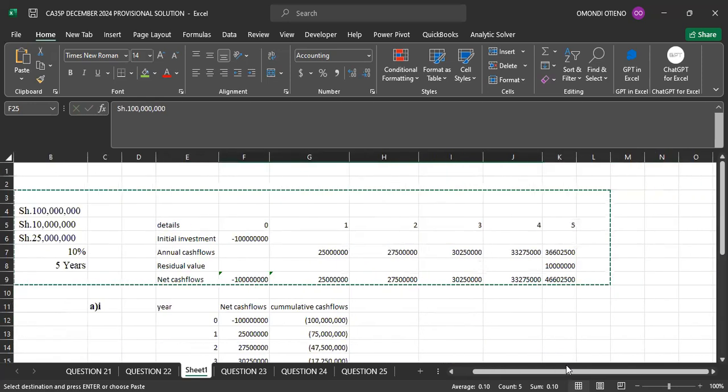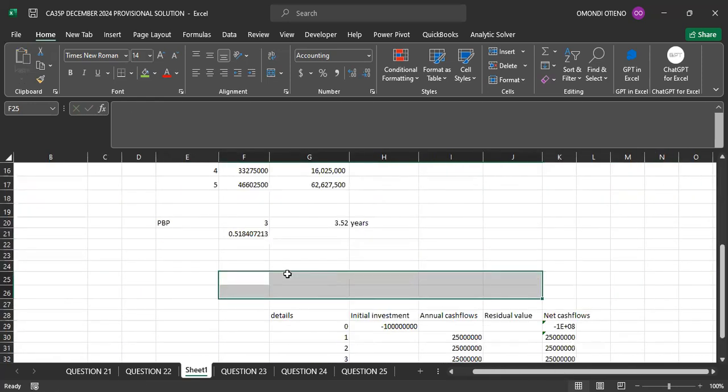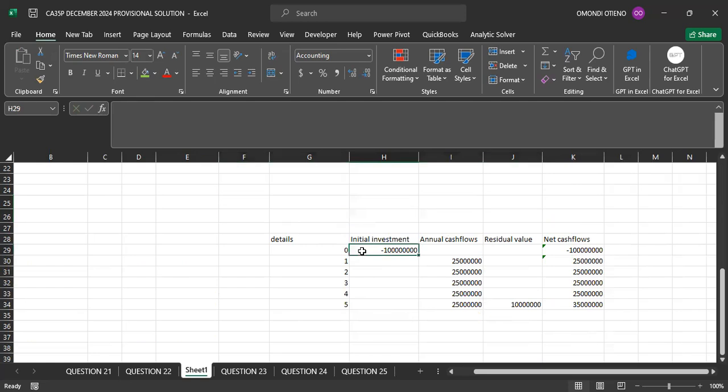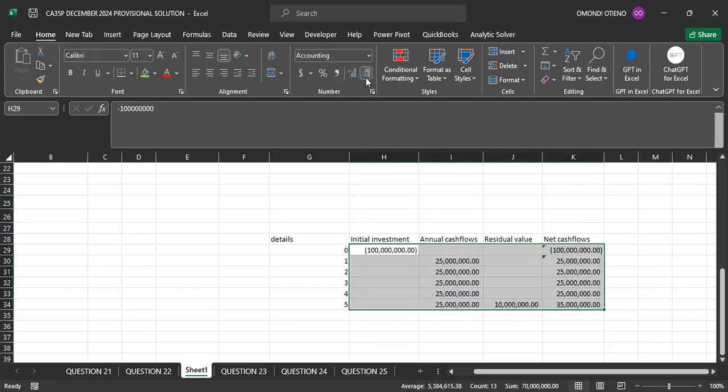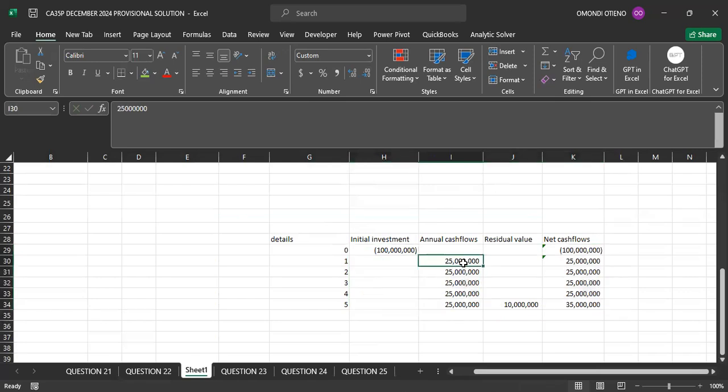We are dealing with Roman 2 of our question here, which I need us again to understand so perfectly. So Roman 2 of this particular question. So the annual cash flow is 25.